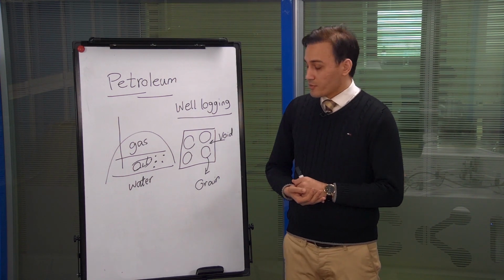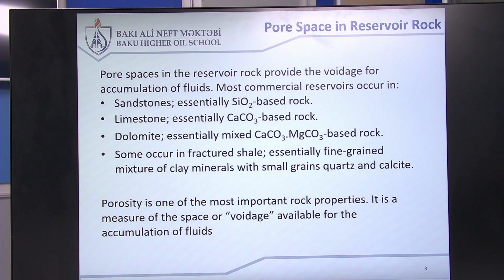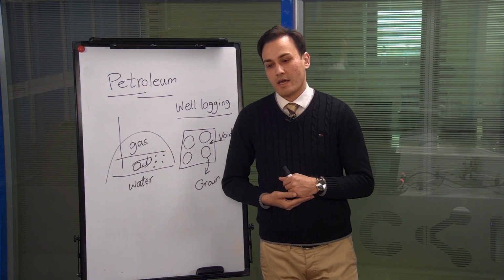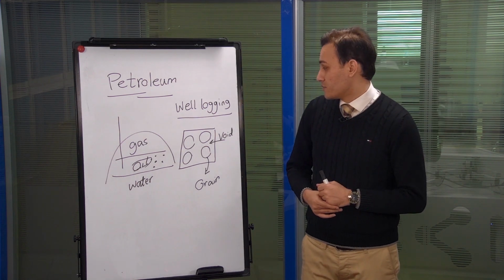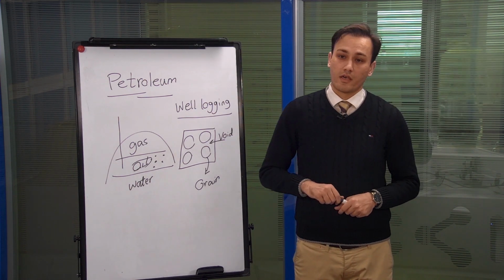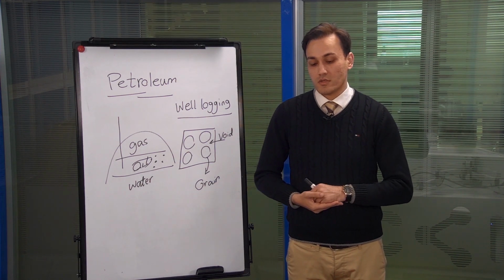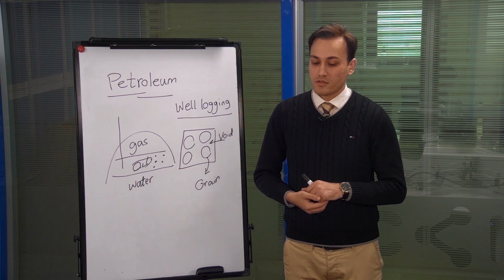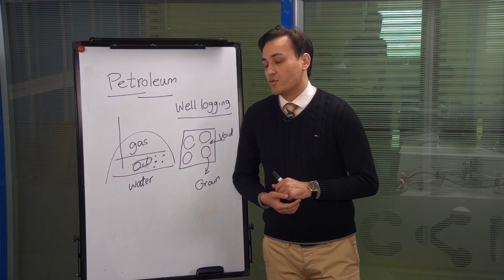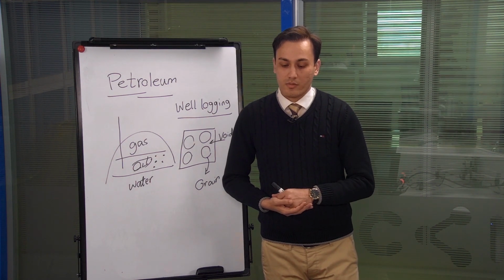We may also have carbonates. Carbonates are generally limestone and dolomite. Limestone is generally calcium carbonate. Also chalk shows similar behavior in the well logging as the limestone, and that's why chalk can also be considered as a carbonate. And dolomite is another type of the carbonates, which is mainly a mix of magnesium carbonate and calcium carbonate.